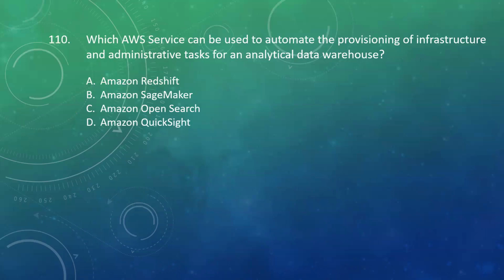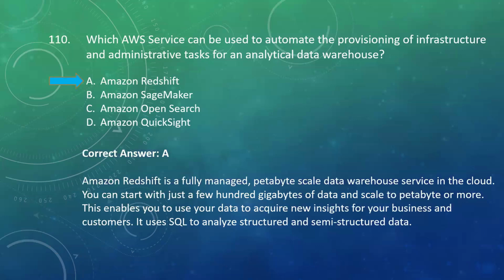Which AWS service can be used to automate the provisioning of infrastructure and administrative tasks for an analytical data warehouse? Your options are A, Amazon Redshift, B, Amazon SageMaker, C, Amazon OpenSearch, D, Amazon QuickSight. Whenever there is a mention of data warehouse, you need to look at Amazon Redshift in the options. If it is there, most likely that's going to be your answer. So the right answer in this case is option A, Amazon Redshift.